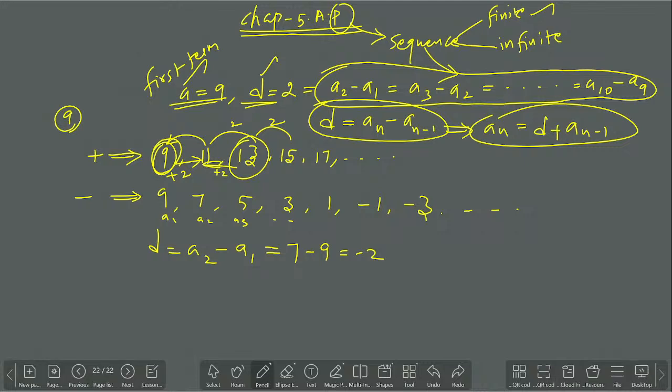Now we are going to the next. Right. Sequence, I said, what are the sequences? Finite sequence, infinite sequence. So we have a finite sequence, I told you. So the general form of the sequence, first let's learn. Okay. General form of the sequence.